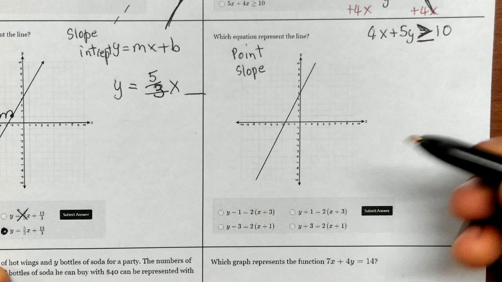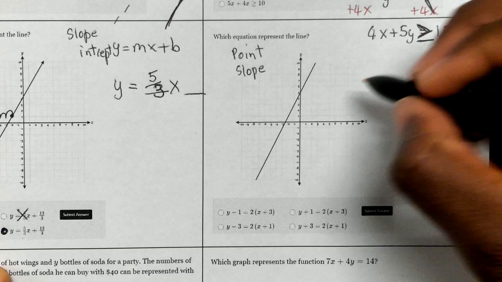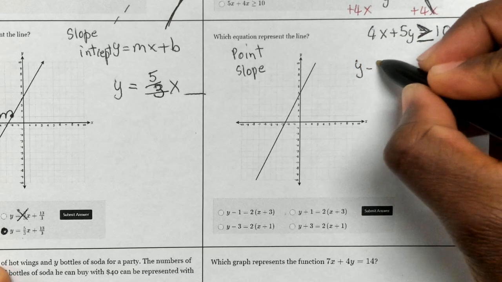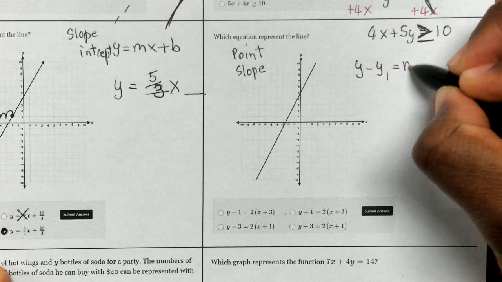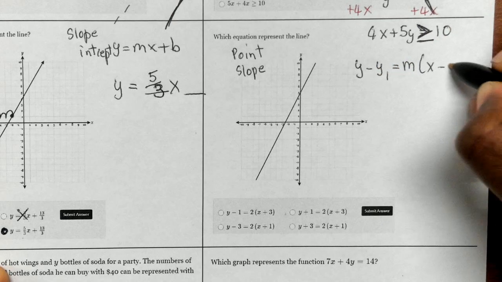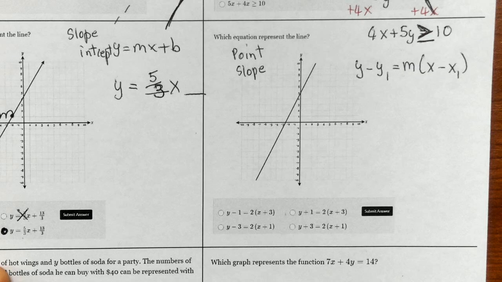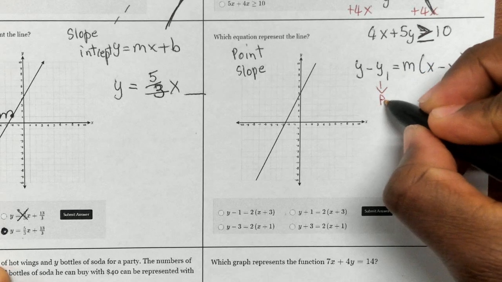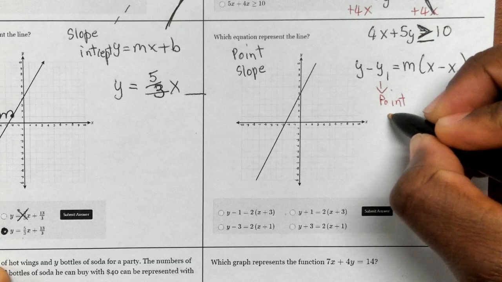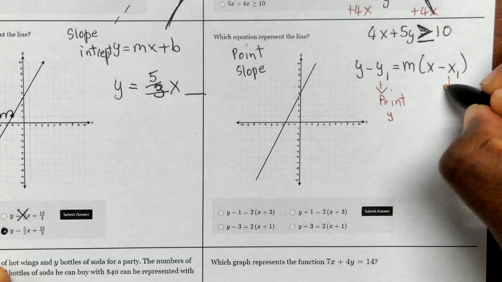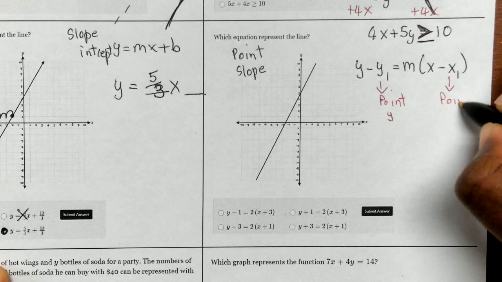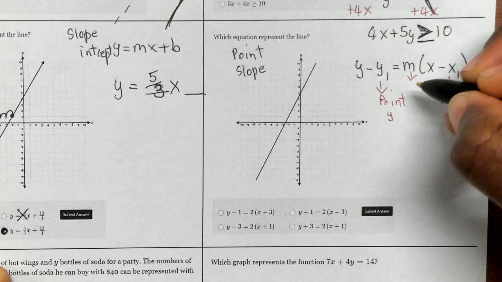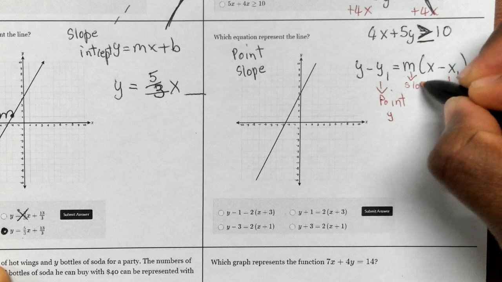Okay. So with point-slope, guys, this is what the general form looks like. y minus y1 equals m(x minus x1), all right, where this represents the y coordinate or the point for the y. This represents the point for what do you think? The x. And as you should remember, m is always representing slope.